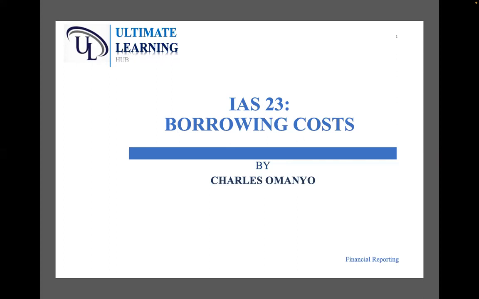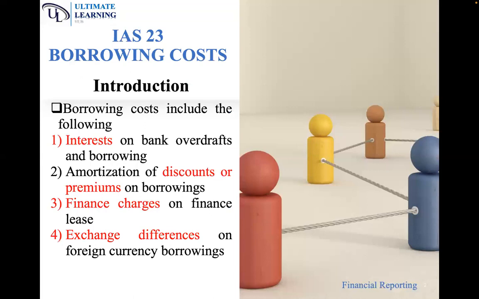Okay, so the first standard that we are going to look at is known as International Accounting Standard 23. International Accounting Standard 23. Now, IAS 23 talks about borrowing costs. Now, what about borrowing costs? Borrowing costs is basically the cost of financing a business.